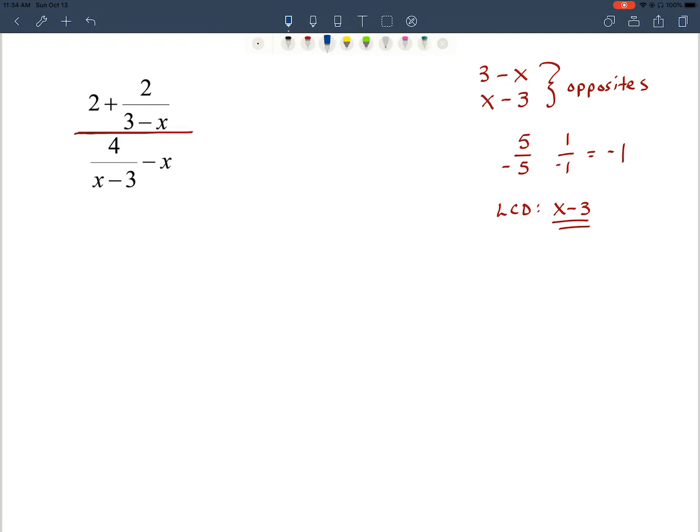So I'm going to take this here and multiply the top by an x minus 3. And then I'm going to multiply the bottom by that same quantity.